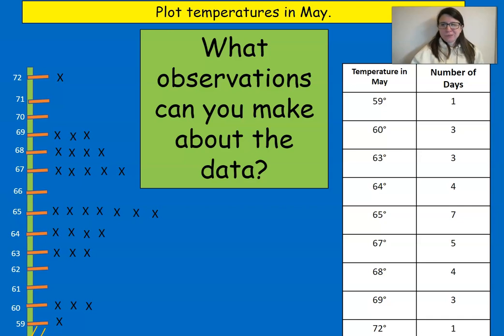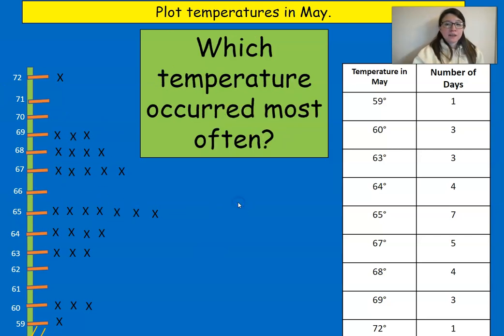Talk to someone at home. Pause and talk to someone at home. Good. So there was one really, really warm day. The most common temperature was 65. And then we have some between 69 and 63 is where most of our common temperatures occurred in the month of May. Which temperature occurred most often?